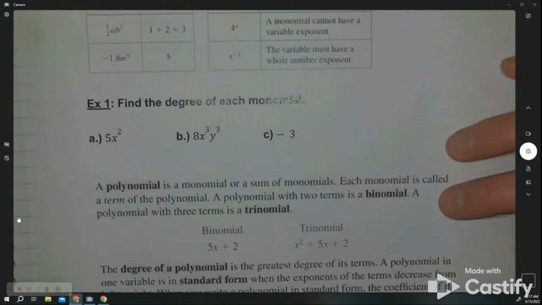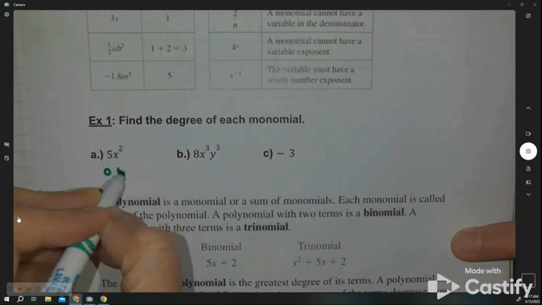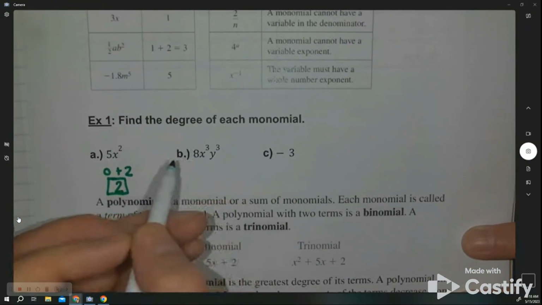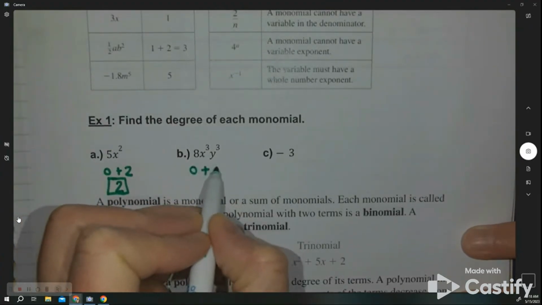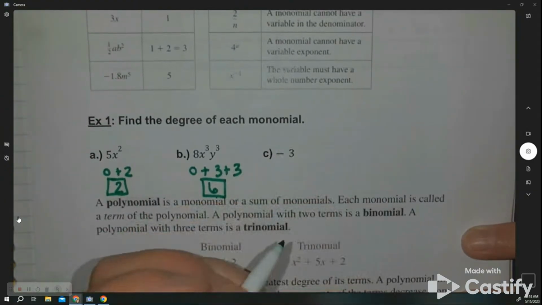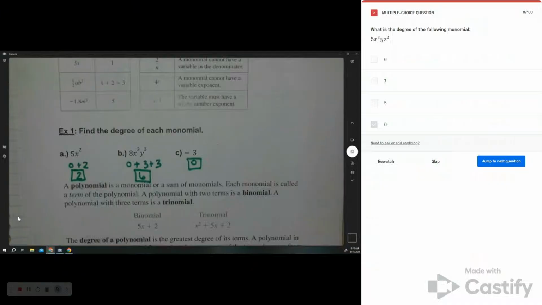So let's take a look down here. We're trying to find out what's the degree of each monomial. For this one, we have 5 with a degree of 0 plus x with a degree of 2, so our final answer for that one would be 2 for the degree. Here we've got 0 for the 8, 3 for x, and 3 for y, so we end up with 6. And with this one, we've got 0 for that constant right there, so the degree is 0 because there are no variables with it.